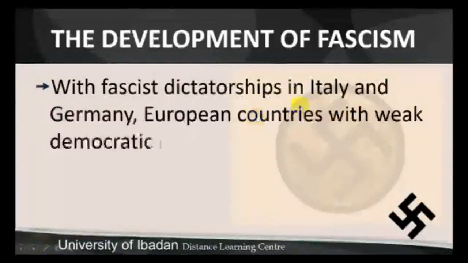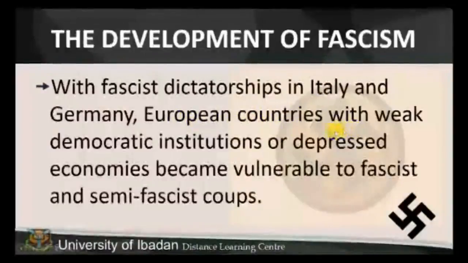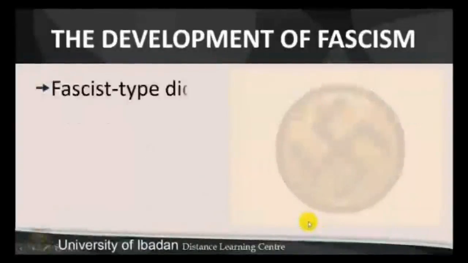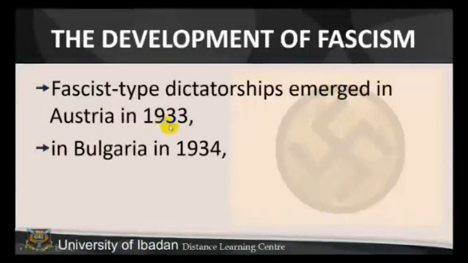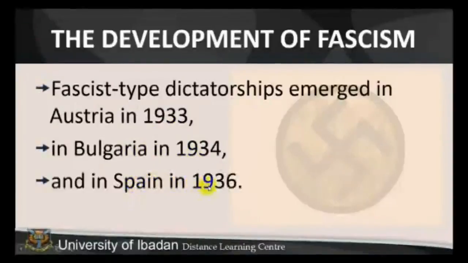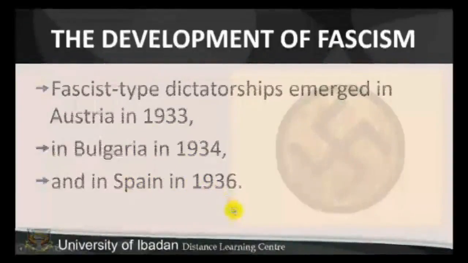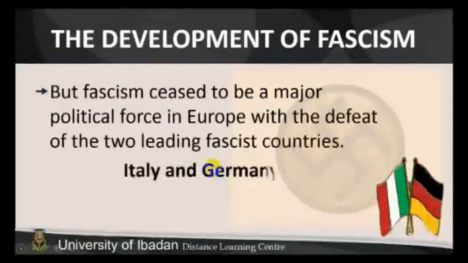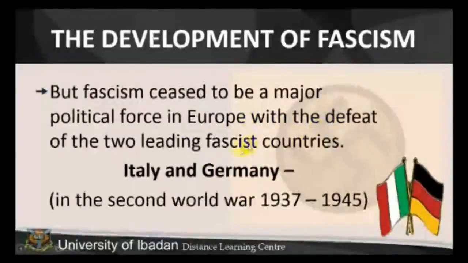With fascist dictatorships in Italy and Germany, European countries with weak democratic institutions or depressed economies became vulnerable to fascist and semi-fascist coups. Fascist-type dictatorships emerged in Austria in 1933, in Bulgaria in 1934, and in Spain in 1936. But fascism ceased to be a major political force in Europe with the defeat of the two leading fascist countries, Italy and Germany, in the Second World War in 1937 to 1945.